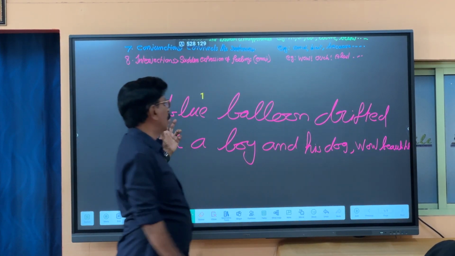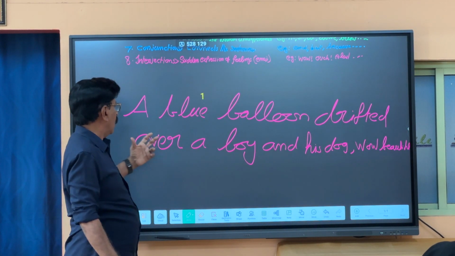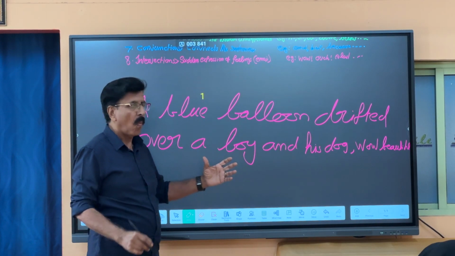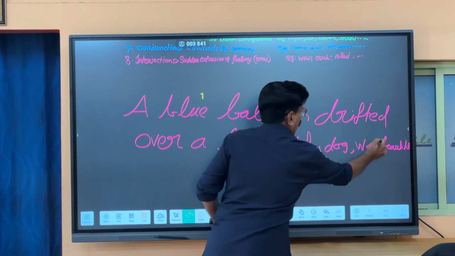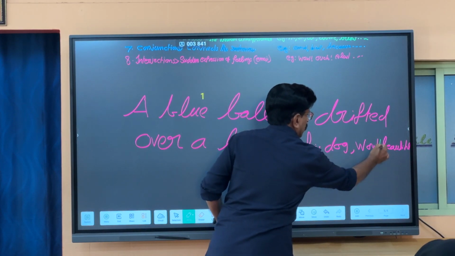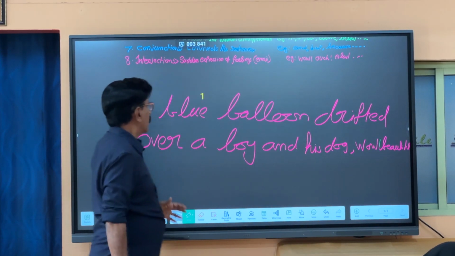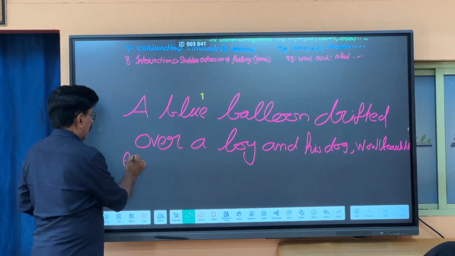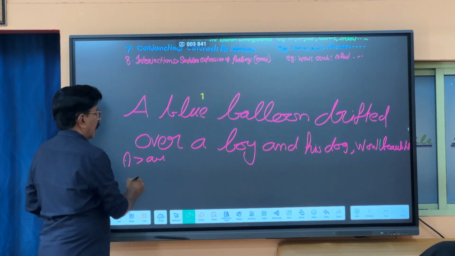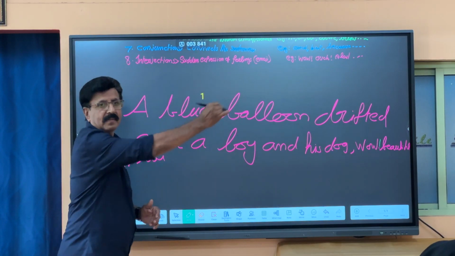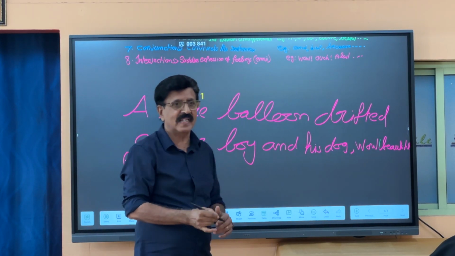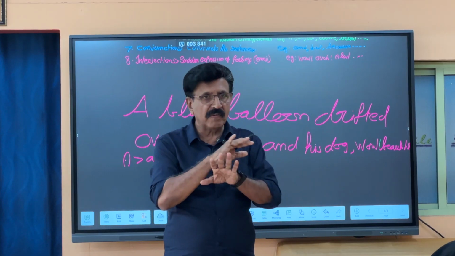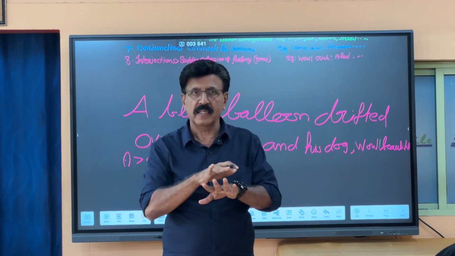A blue balloon drifted over a boy and his dog. Wow, beautiful. So after wow, you have to put an exclamation mark here. Okay. So you have to do what? You have to write like this. A is article. Blue is adjective. All those things you have to write and show me. Is that clear? Parts of speech you will never forget now. Right? Yes, done.